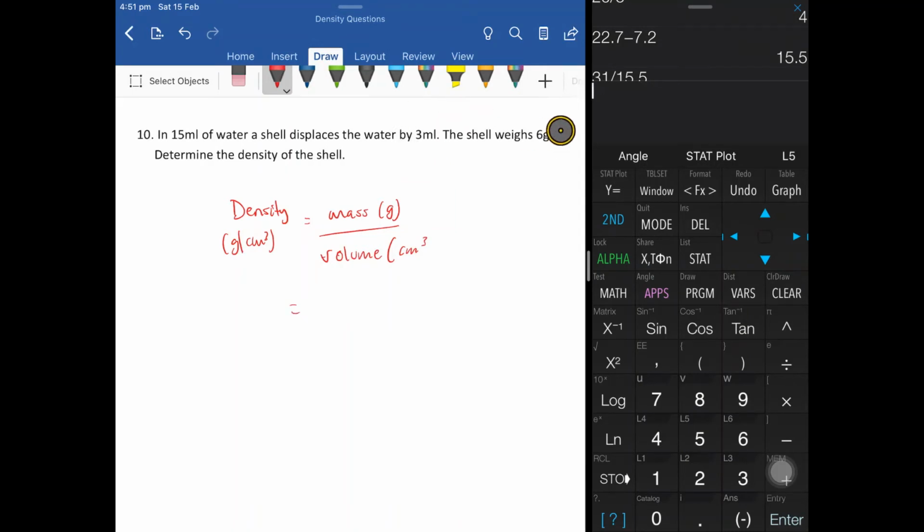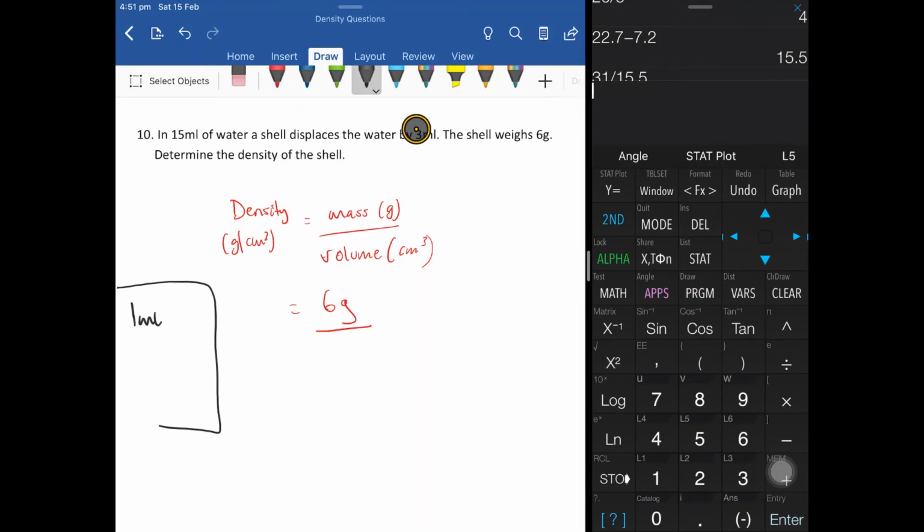And the mass can be determined by rereading the question, and the mass is right here. The shell weighs 6 grams. So 6 grams goes in our numerator, and what goes as our volume? So reread the question again. It says 15 milliliters of water. A shell displaces the water by 3 milliliters.